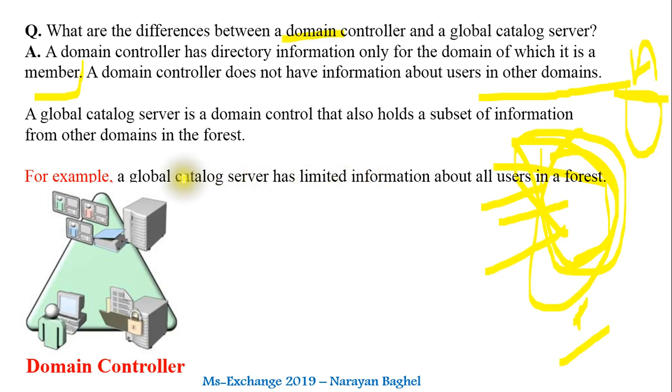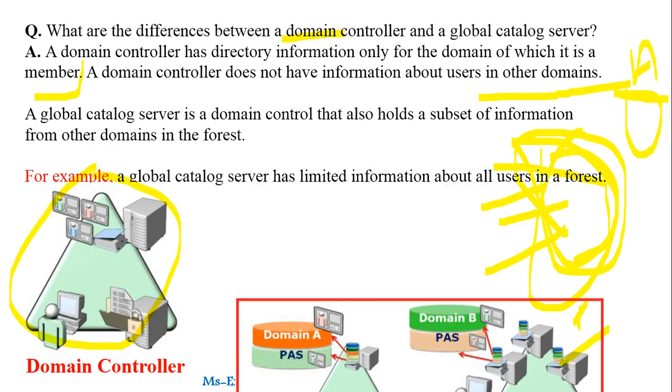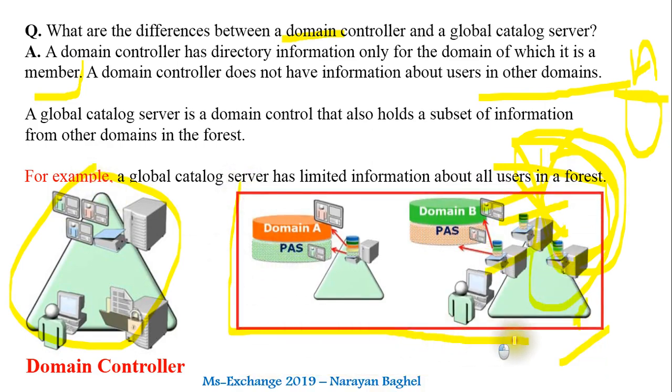I told you in the previous slide. A global catalog server is a domain controller that also holds a subset of information from other domains in the forest. For example, a global catalog server has limited information about all users in the forest. So for example, this is your domain, so you will have information of this much only, but if one server is the global catalog and you have two domains, it will contain information of both domains, whatever it is.